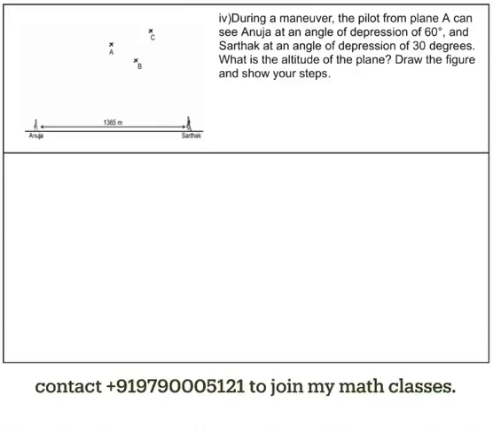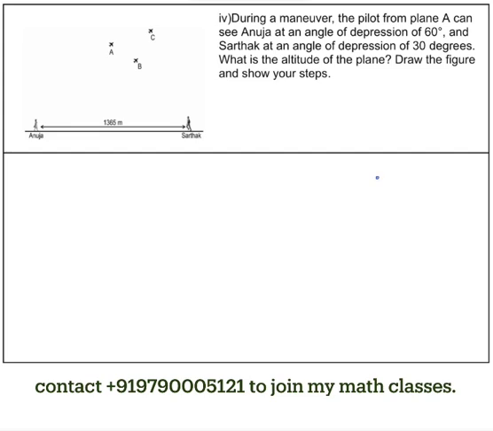During a maneuver, the pilot from plane A can see Anuja at an angle of depression of 60 degrees and Sarthak at an angle of depression of 30 degrees. What is the altitude of the plane? Draw the figure and show your steps.